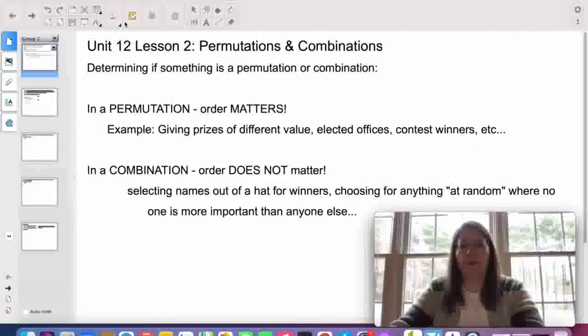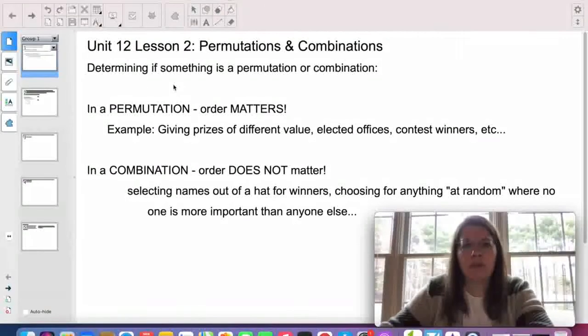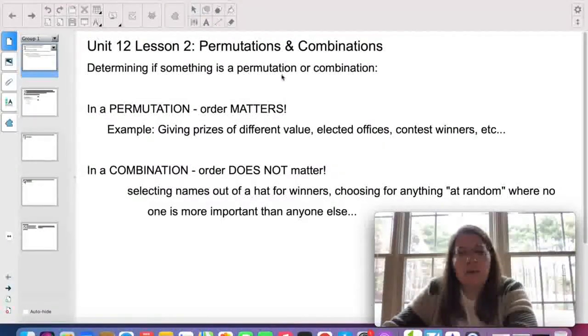This is Unit 12, Lesson 2, Permutations and Combinations. In this lesson, we're going to determine, first of all, if something is a permutation or a combination, and then we're going to solve them using some formulas. In a permutation, order matters. That's the big thing you need to understand.